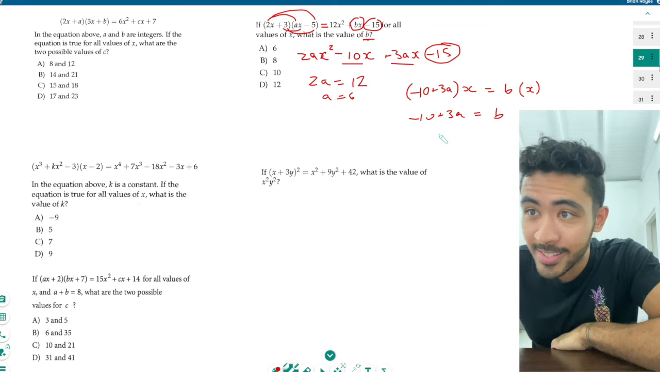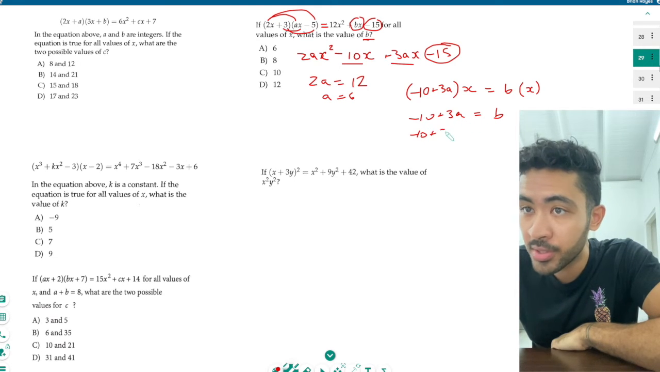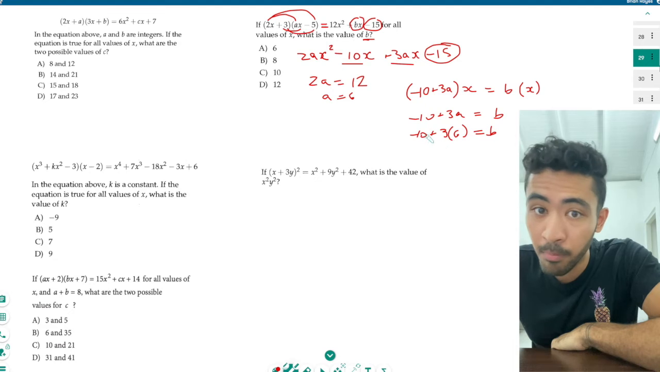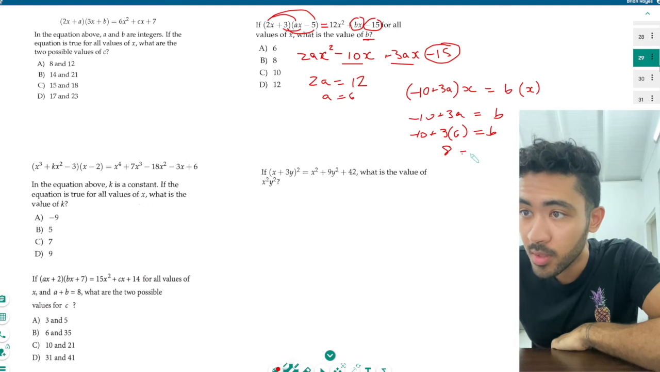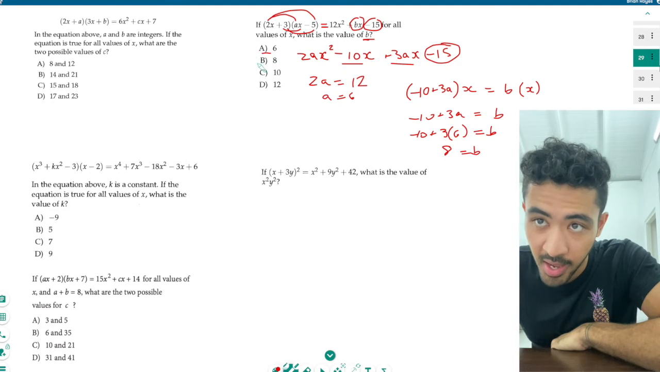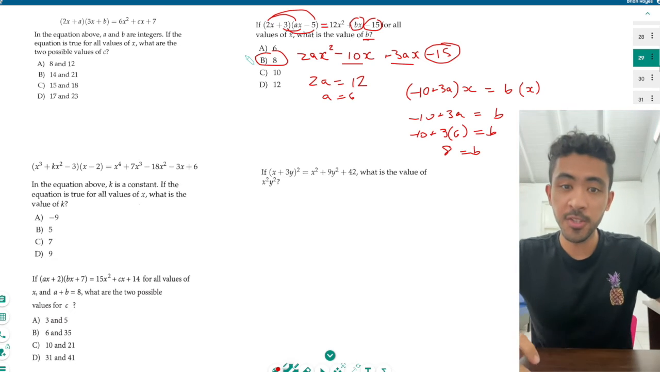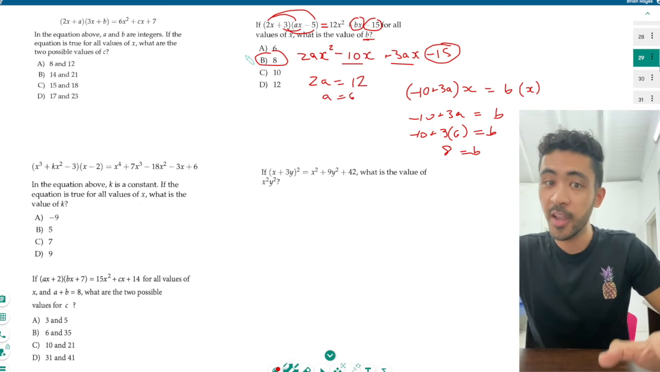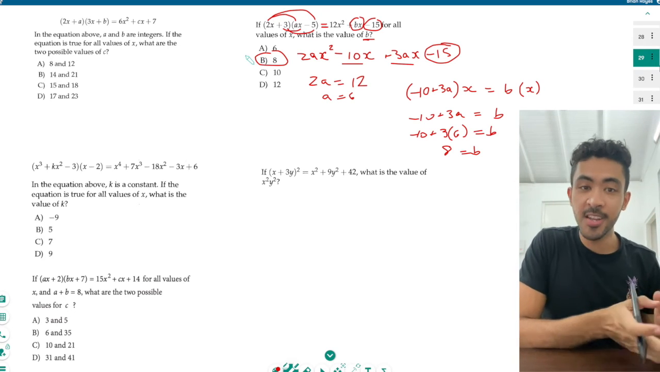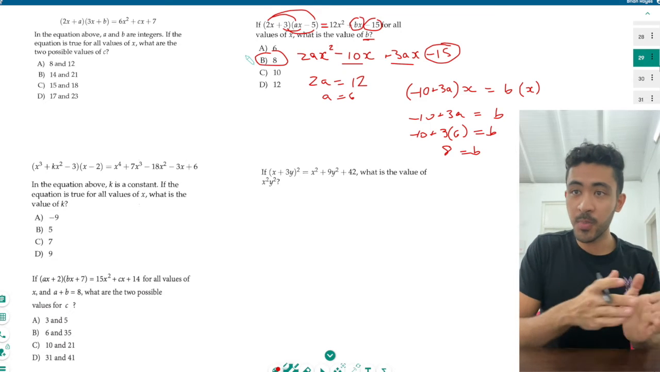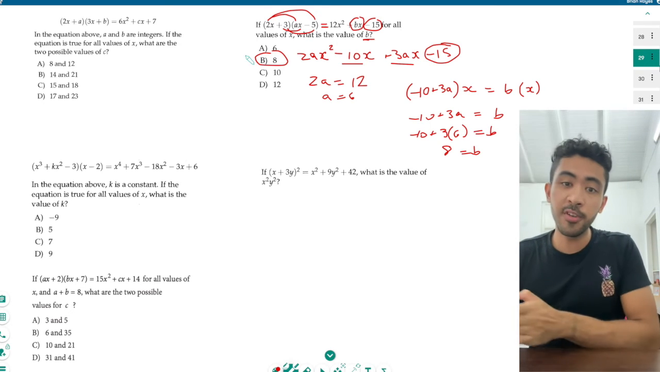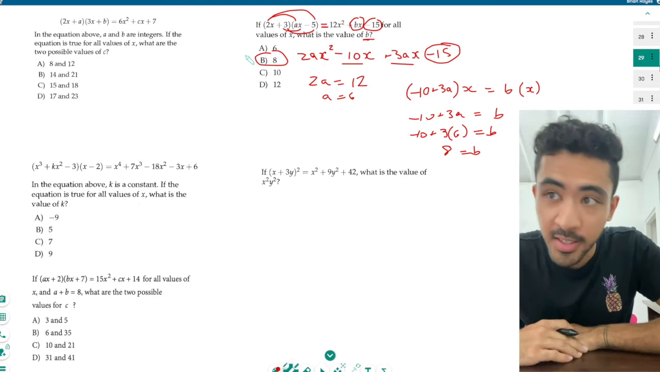We know a is 6, so minus 10 plus 3 times 6 is equal to b. That means 3 times 6, 18, minus 10, 8. b, therefore, is 8. That is how you approach this question. It has to do with comparing the coefficients of x on the left-hand side and knowing that they must be identical to the coefficients in all of the terms on the right-hand side.